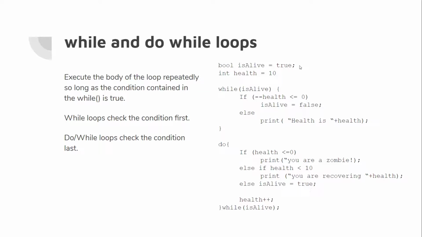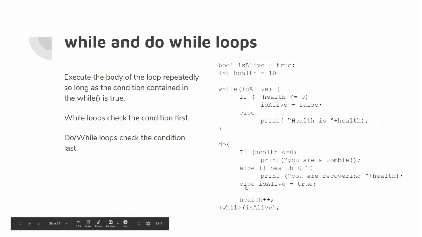We say bool isAlive equals true, int health equals 10. There should be a semicolon here. Here's a bug. Okay, and this will say while isAlive, it'll iterate through this loop, decrementing health as it goes until isAlive is false. Sorry. While isAlive is true, keep running this. So until this code here runs and sets isAlive to false, it's going to run over and over again. So it's going to tell you how much health you have until health is less than or equal to 0. And then it runs that.